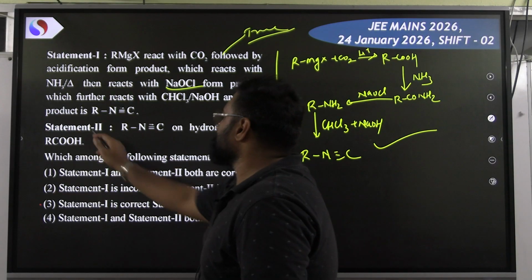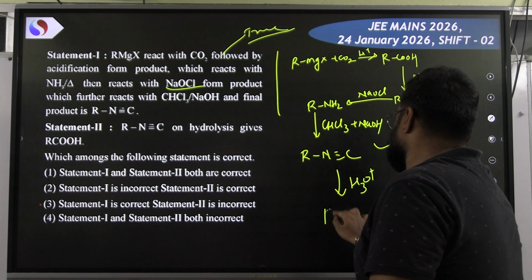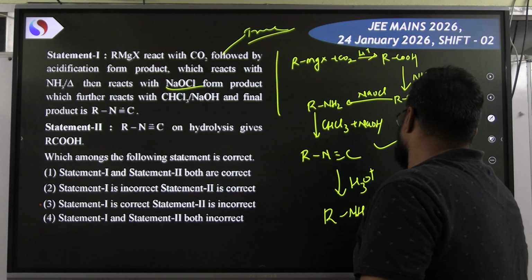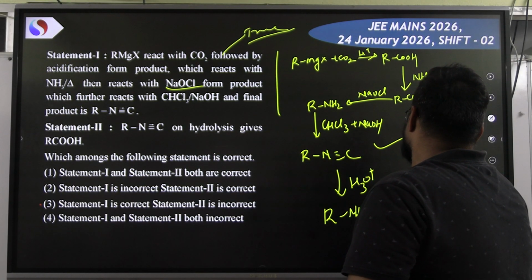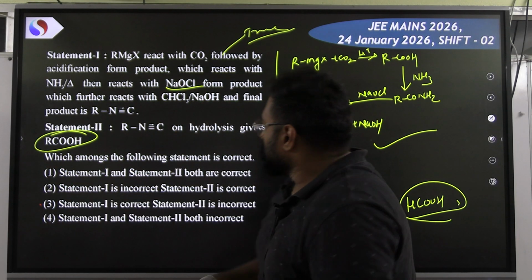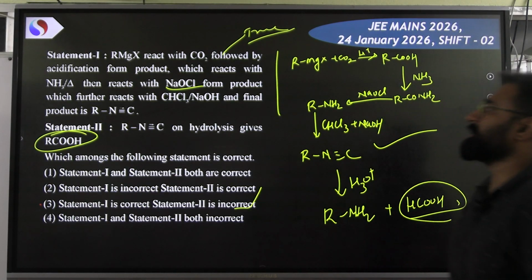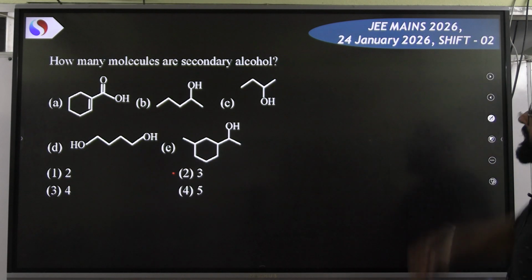Statement 2 says RN3 on hydrolysis gives RCO. Now, hydrolysis of this will give RNH2 plus formic acid, not this. So statement 1 is true, statement 2 is false. Option number C. Next question.